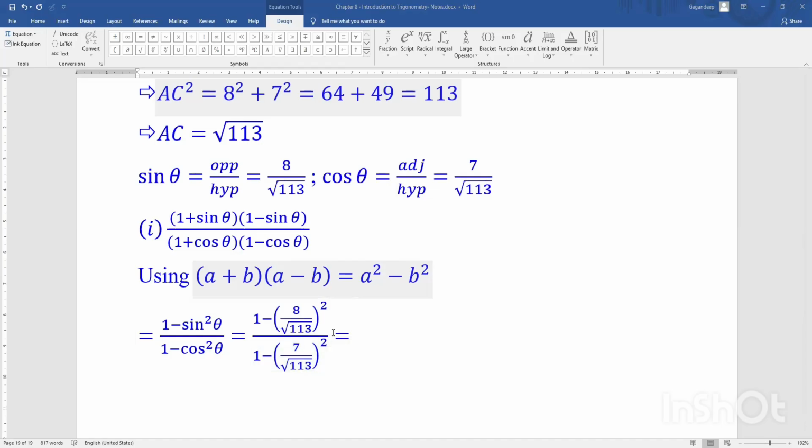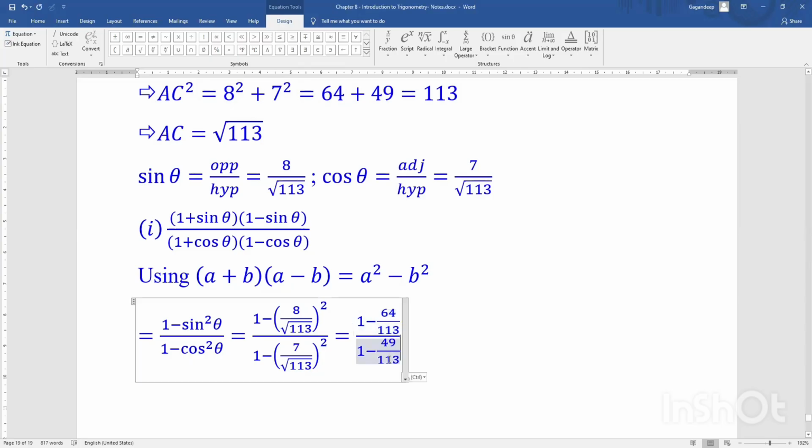Next step, I'm going to write the fraction again. So this time (8 by root 113) whole square becomes 64 by 113. And here also (7 by root 113) whole square becomes 49 by 113. So that means the numerator will be 1 minus 64 by 113 and the denominator will be 1 minus 49 by 113.